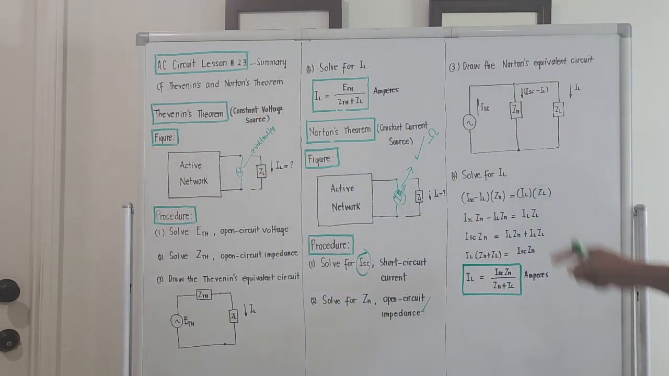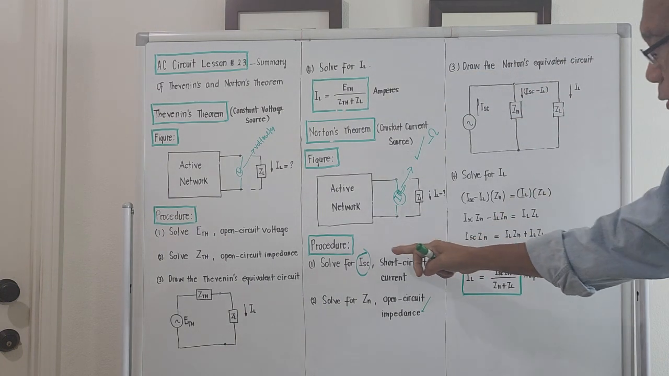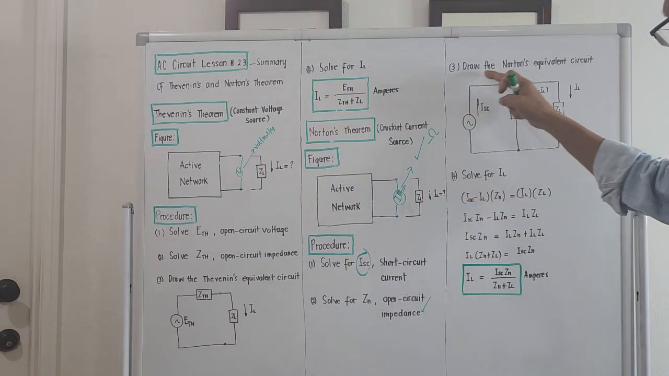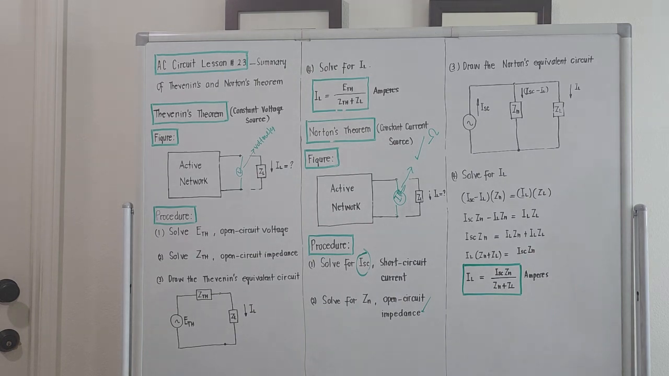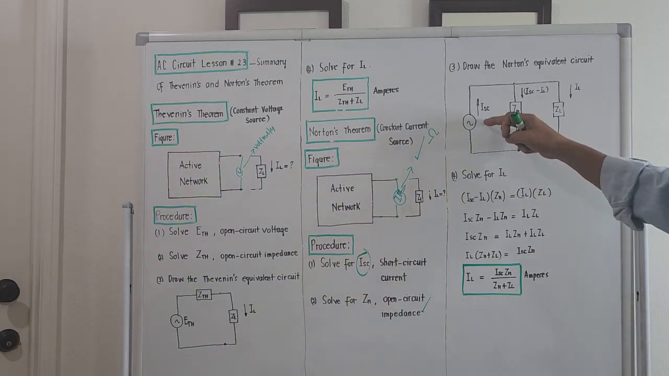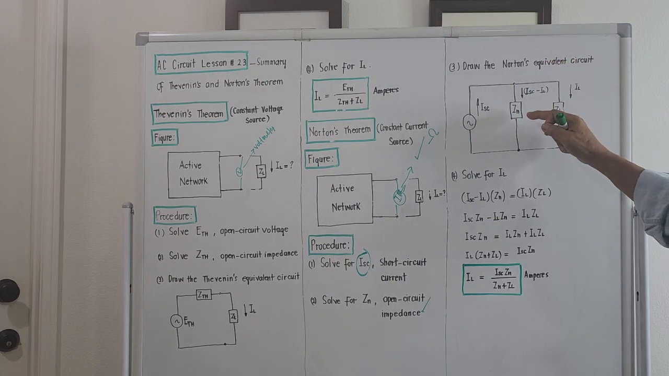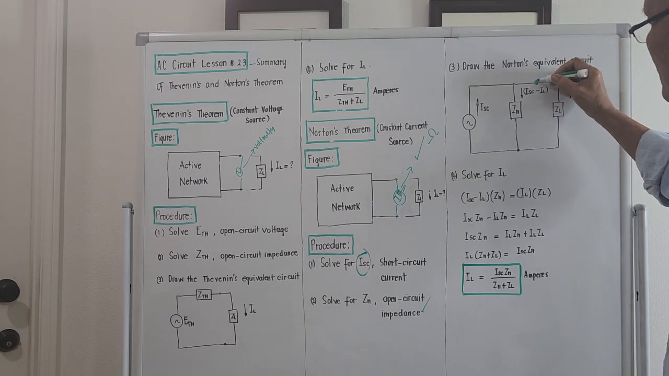Number 3, draw the Norton's equivalent. Okay, after computing for I short circuit and Norton's impedance, draw the Norton's equivalent. And the Norton's equivalent is this one. This is the current source, okay? And that current source should be connected in parallel with Z sub n. Then we try to reconnect the load again, right?